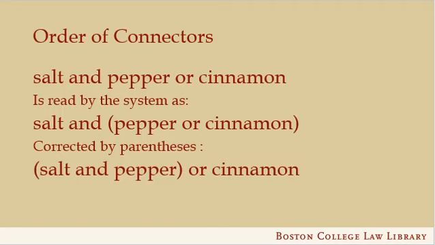So in my example, salt and pepper or cinnamon, the computer, not knowing what these words mean, assumes pepper or cinnamon are alternatives and processes that connector first, requiring one or the other to be in the same document as the word salt. By putting parentheses around salt and pepper, we tell the computer we want this operation performed first. We want any documents that have either both the word salt and the word pepper, or any document that contains the word cinnamon.